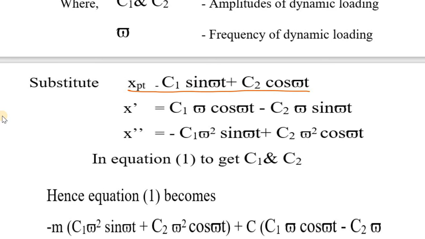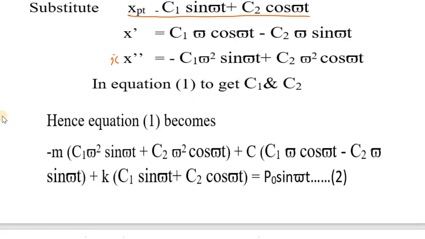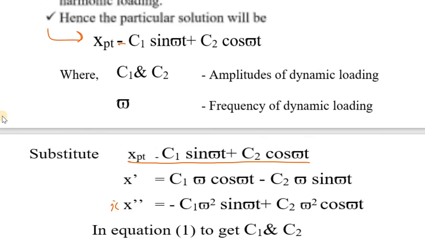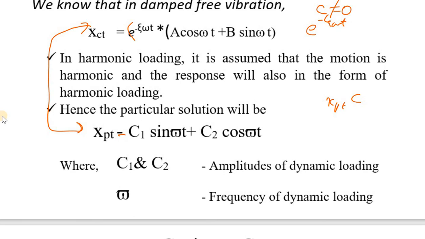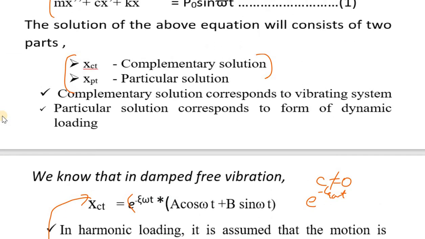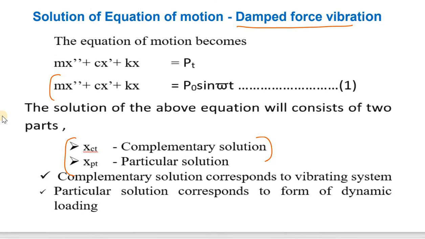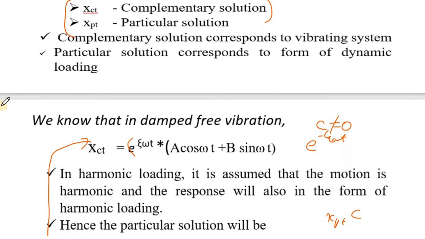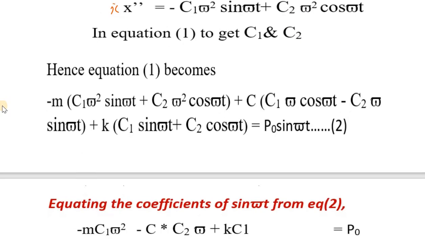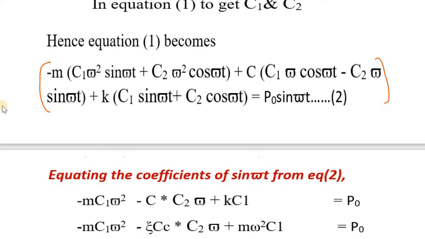I am finding out the derivatives, x dot, then x double dot. Then I am substituting in which equation? I am substituting in this equation, the first equation. So I am substituting x double dot, x dot and x in this equation, and you can see here this will be our general equation. You can see a big equation. How are we going to solve it?